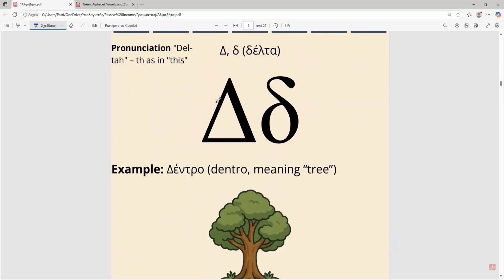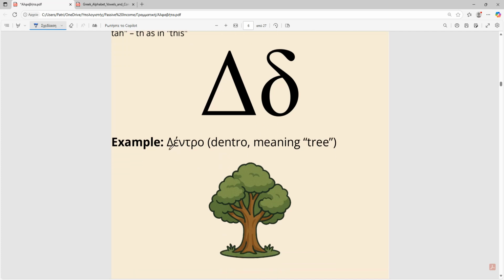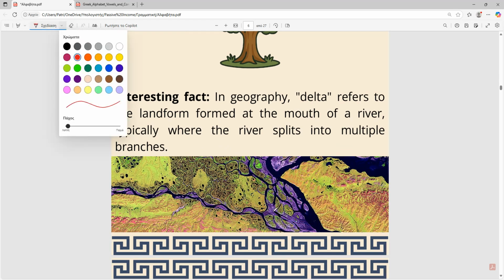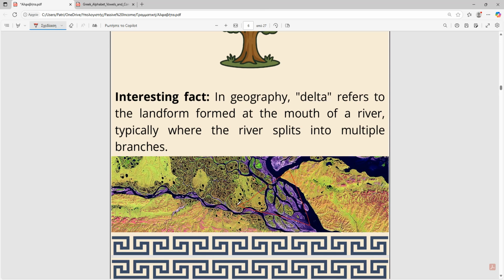Then we have delta. Delta. So, as an example, we can use the word dendro. Dendro, it means tree. And if you can see here, delta, maybe you have seen it in some geography books, okay? In geography, delta refers to the landform formed at the mouth of a river, typically where the river splits into multiple branches. As you can see here, let me use another color to show this. As you can see here, here is the delta. This is where the term delta came from in geography.